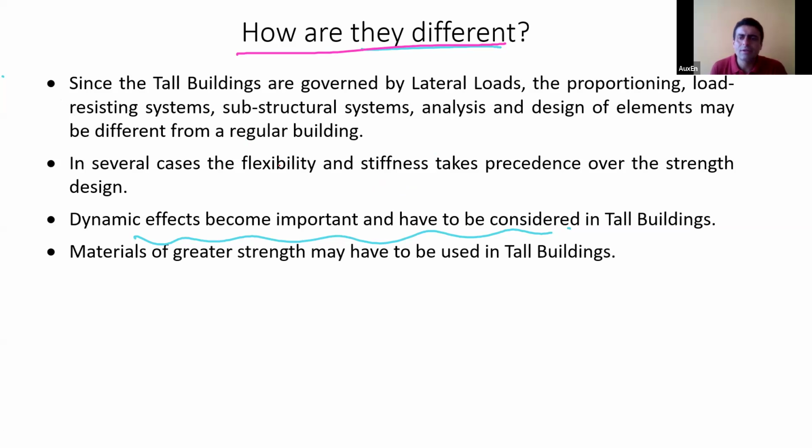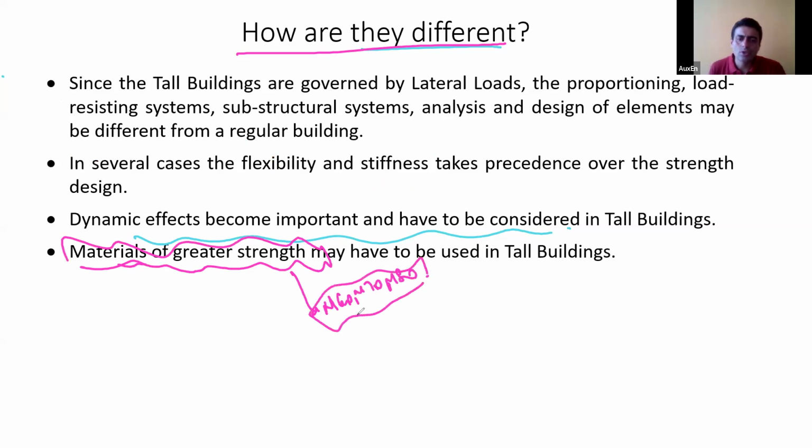Now, this is not a very important differentiation. But yes, we may have to come up with materials of greater strength. So it's common to see, let's say, M60, 70, 80 high grade concretes being used. It's common to see high strength steel being used. It's common to see composite systems being used in tall buildings.